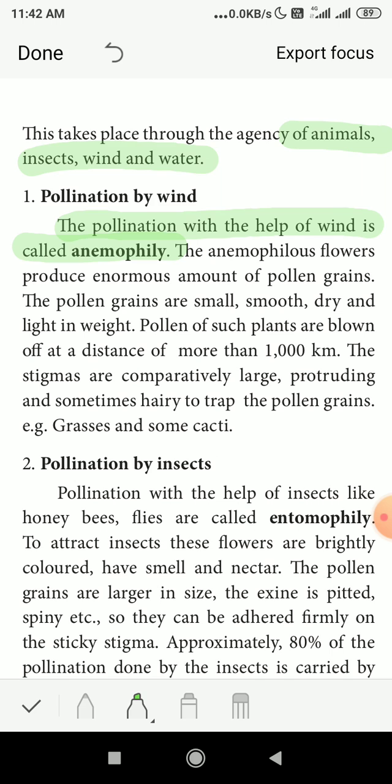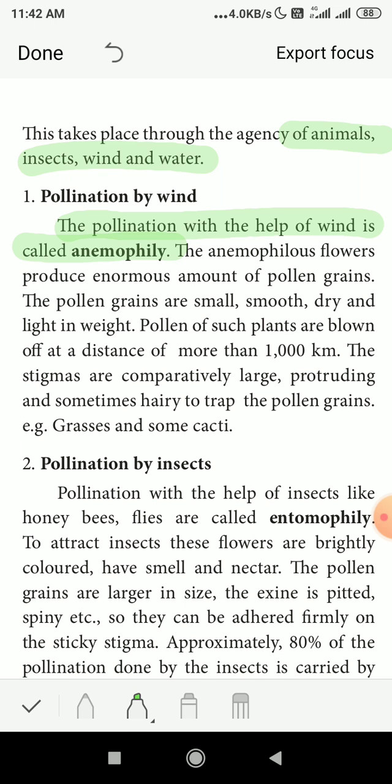The stigmas are comparatively large, protruding and sometimes hairy to trap the pollen grains. So when it is carried away by the wind, what will happen? The stigma of the same plant will also be very big and protruding up. It will be bulged out, peeping outside. Why? Because then only when the pollen grains are carried by the wind, they will fall on that and it gets pollinated. Examples: grasses and some cacti.